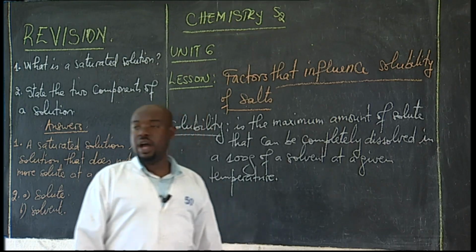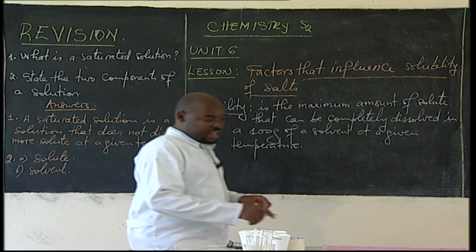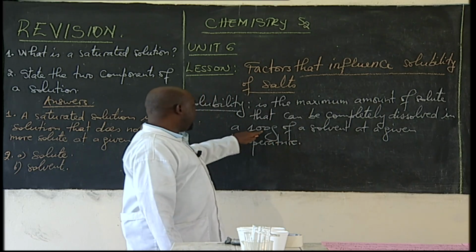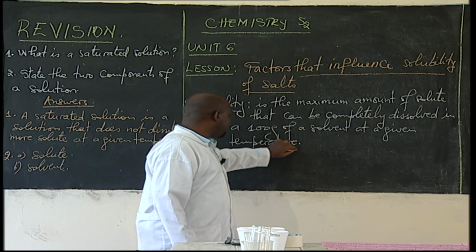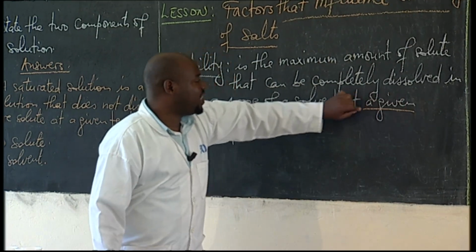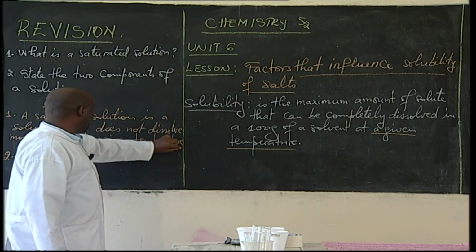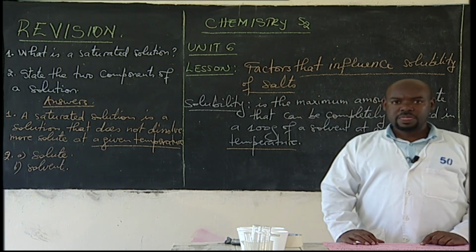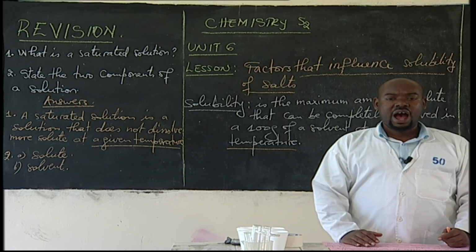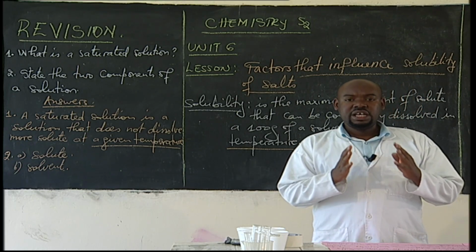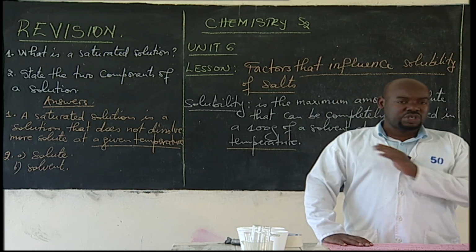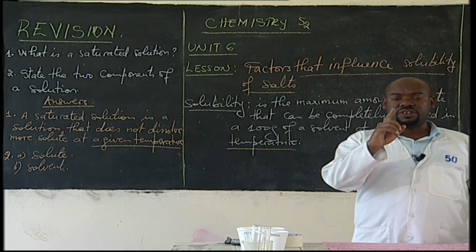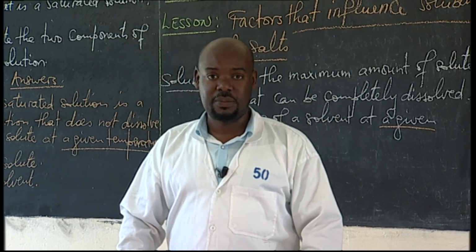Good. Now I have a question for you. Here we are saying that it is the amount of solute that can be completely dissolved in 100 grams of solvent, but we add at a given temperature. Why do we always consider that solubility at a given temperature? And we make clear definition of that particular temperature under which we are working. It is because temperature is one of the factors which influence solubility.